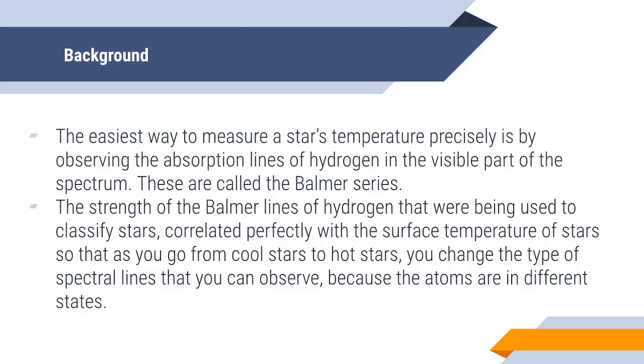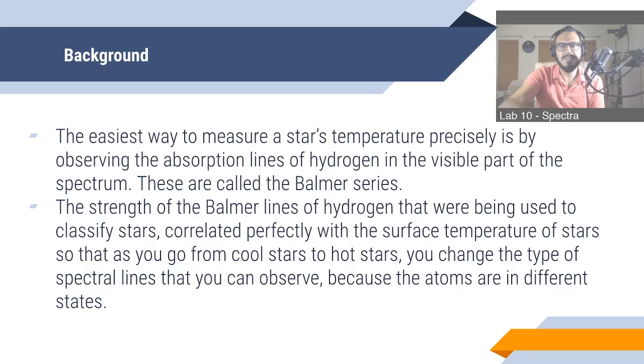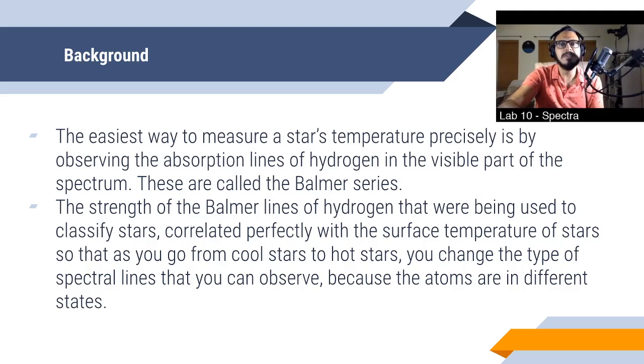The easiest way to measure a star's temperature is precisely by observing the absorption lines of hydrogen in the visible part of the spectrum. And these are called the Balmer series. The strength of the Balmer series, or the Balmer lines of hydrogen that were being used to classify stars, correlated perfectly with the surface temperatures of the stars. So that as you go from cool stars to hot stars, you change the type of spectral lines that you observe because the atoms are in different states.